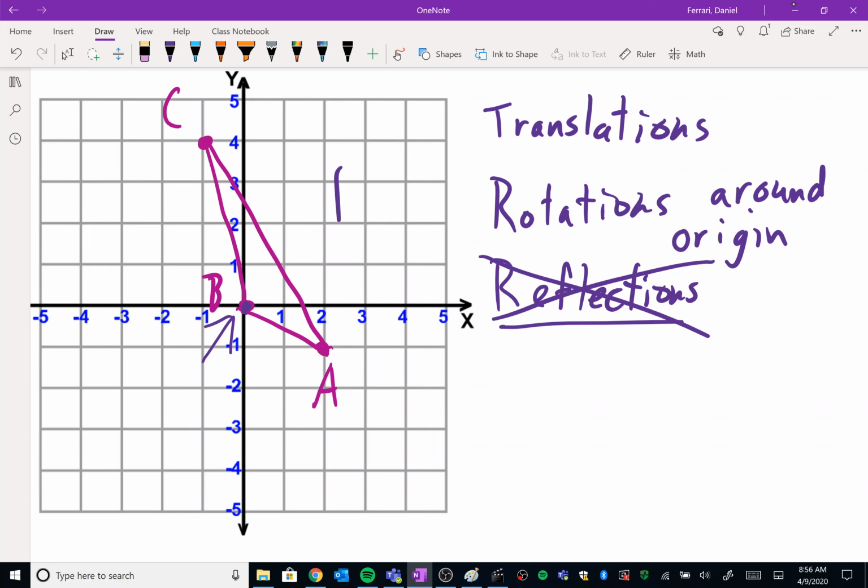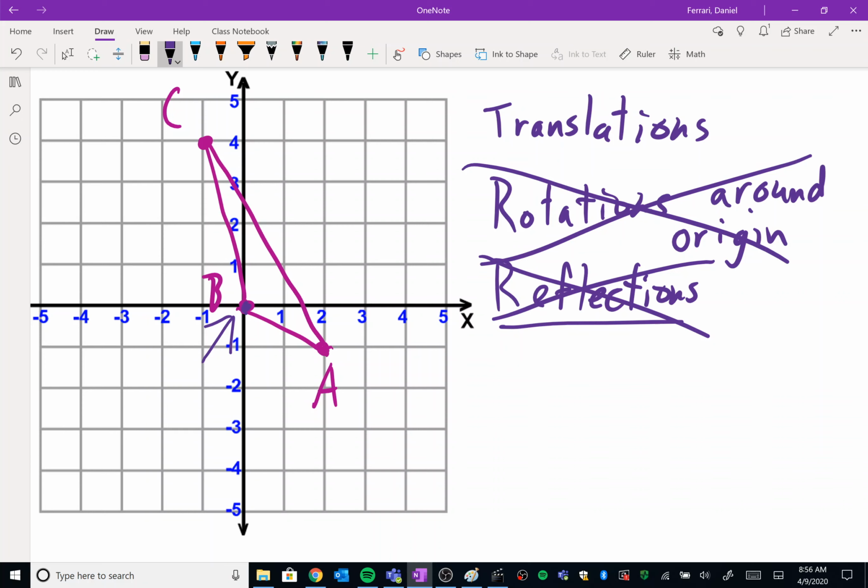Okay, so that means that unless we were going to rotate around a different point, which is harder for us to do, it's not normally something we deal with, a rotation in this case, at least one around the origin, will not work. Okay, so that leaves us with our last one.